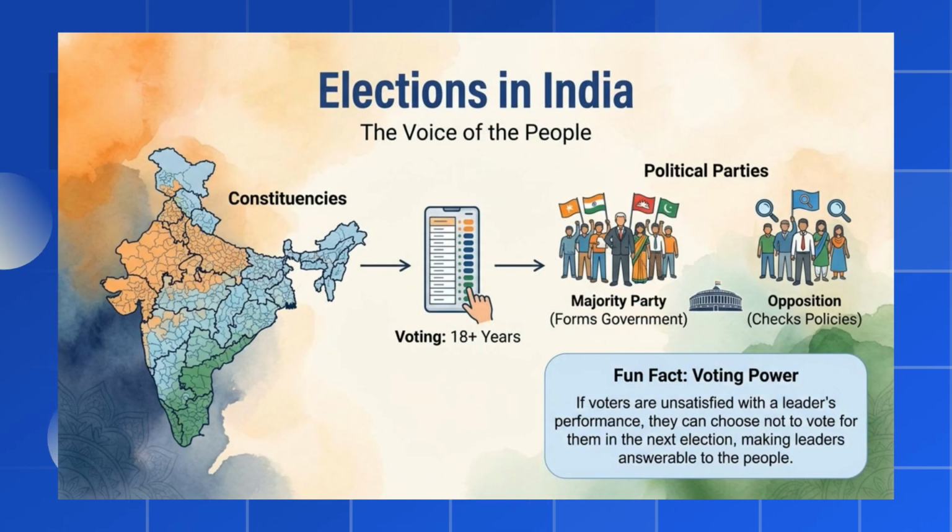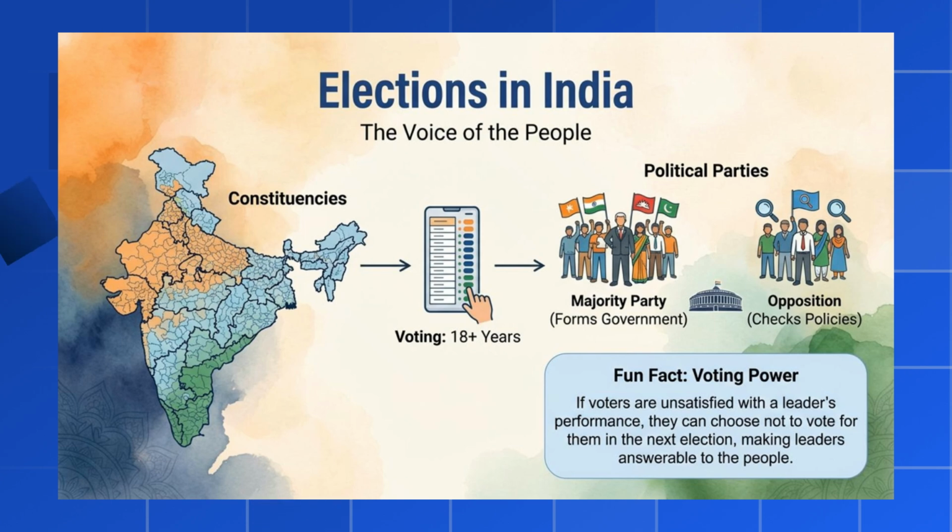Elections are the heartbeat of our democracy. To make voting easier, India is divided into smaller areas called constituencies. Various political parties, which are groups of people with similar beliefs, select members to contest elections. Every Indian citizen above 18 years of age has the right to vote. The party that gets the maximum votes is called the majority party, and its leader becomes the prime minister.